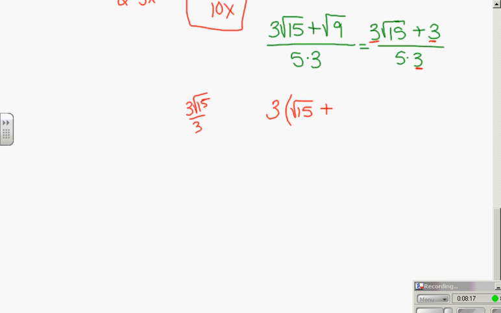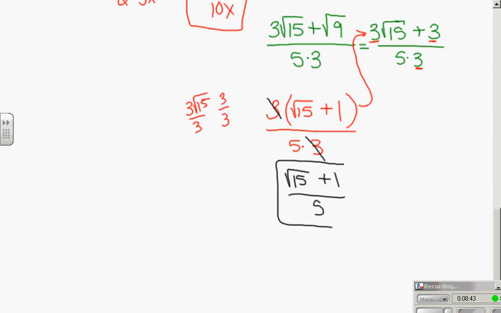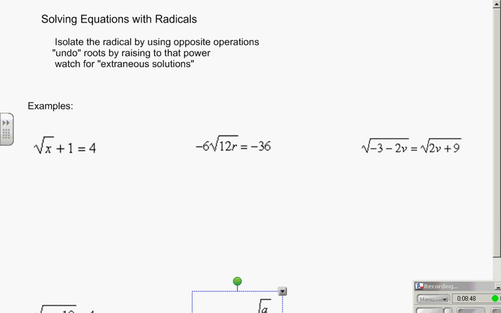So my little baby problem in my brain is I take 3 radical 15 divided by 3, that leaves radical 15, plus 3 divided by 3 leaves 1. If you do the distributive property after you factor, you should get back to your original. This is all over 5 times 3. You see now my numerator is a number 3 times a quantity. It's now a multiplication problem. Cancel, cancel. The square root of 15 plus 1 all over 5. That is your final answer.